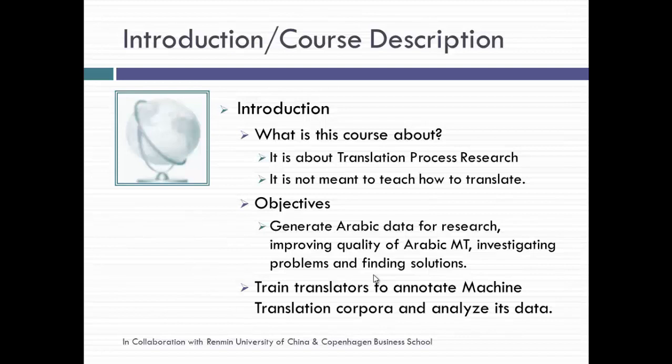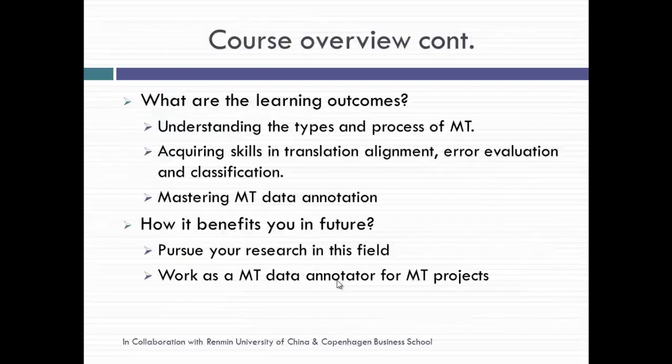And with the help of the data that we will be collecting in this workshop, we will be investigating problems, and we will be trying to find out strategies and solutions to these problems. And the second objective is to train translators to annotate machine translation corpora and analyze its data. In the upcoming lectures, we will see how to produce and align parallel corpora. What are the learning outcomes of this course?